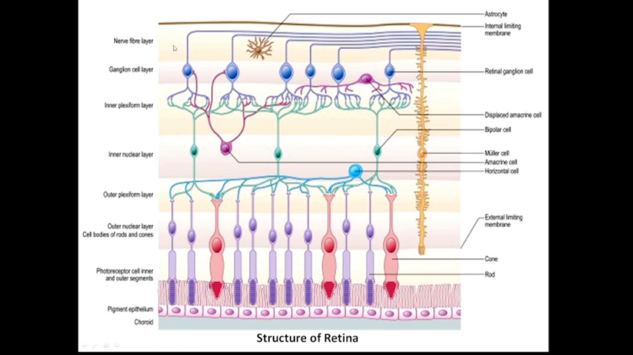If we look at the structure of the retina, the innermost layer consists of the nerve fiber layer. Thereafter we have the ganglionic cell layer, then the bipolar cell layer. Then the rod and cone cells are present, and these rod and cone cells are actually located nearer to the choroid of the eyeball.